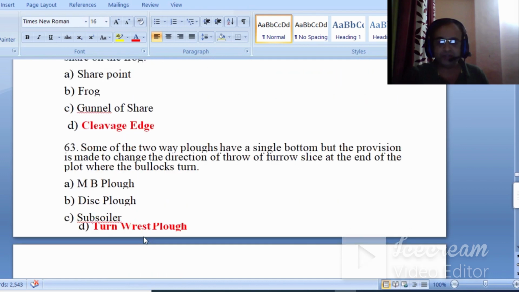Then some two way plows have a single bottom, but the provision is made to change the direction to throw the furrow slice at the end of the plot where bullocks turn or maybe a tractor can turn. That plow is known as a turn rest plow.